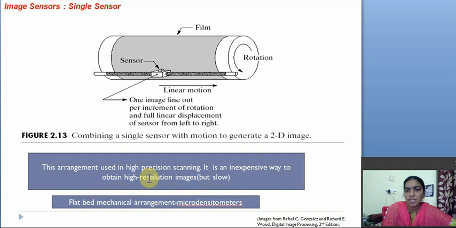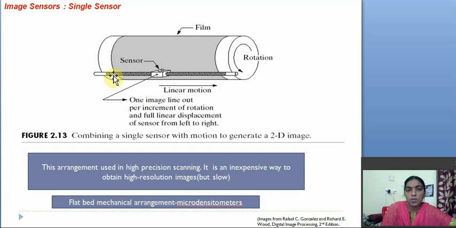That means this is a very cheap one also, only one sensor is used, that's why it is inexpensive. And also we can get high resolution images. High resolution images, what is that? Linear motion and rotation, those two are actually predefined. So that's why here we may get the high resolution images.